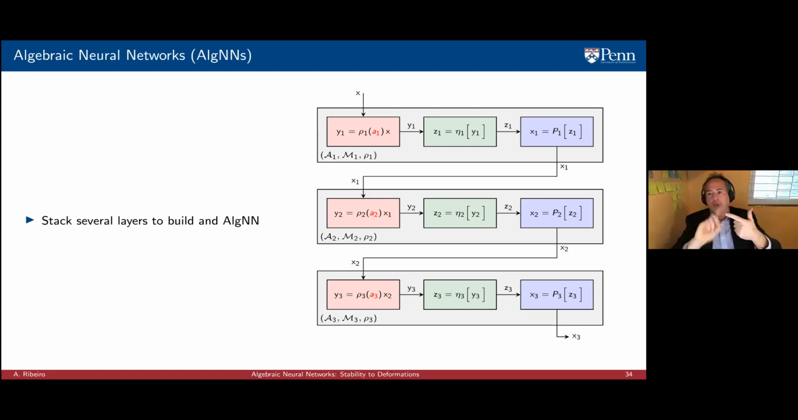And convolutional neural networks, graph neural networks, group neural networks, whatever neural networks will follow as particular cases of this algebraic neural network, because of the simple fact that these algebraic filters that I am utilizing at each layer are general cases, or general abstractions, of convolutional filters, graph filters, group filters, whatever.